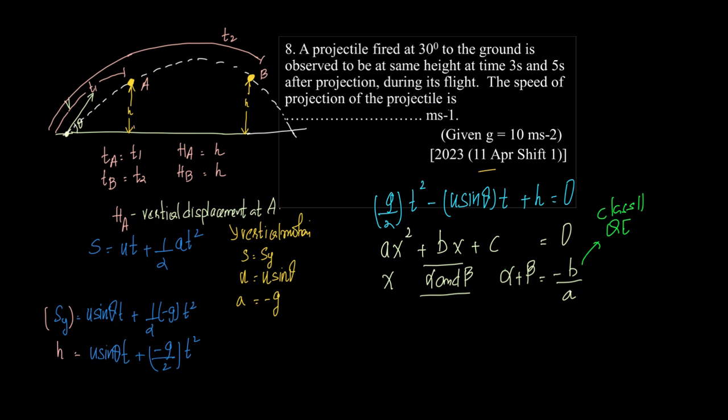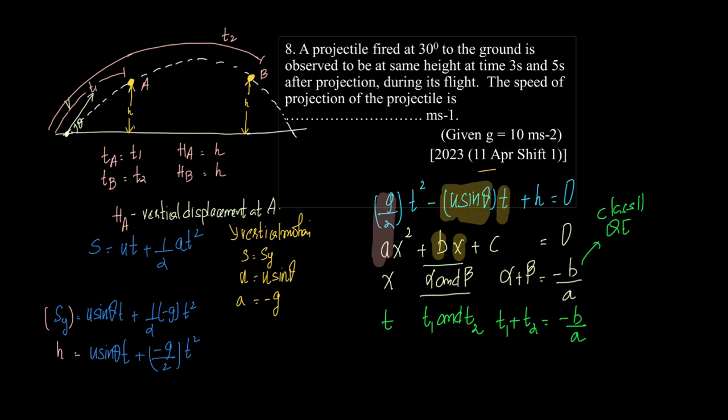So this equation given to us is in terms of t, and instead of alpha and beta, let us assume that the roots of the equation are t1 and t2. In which case, alpha plus beta would be t1 plus t2, which here would be equal to minus b by a. Let us now find out what is b. Have a look here. G by 2 is a, and t corresponds to x here. So b is u sine theta.